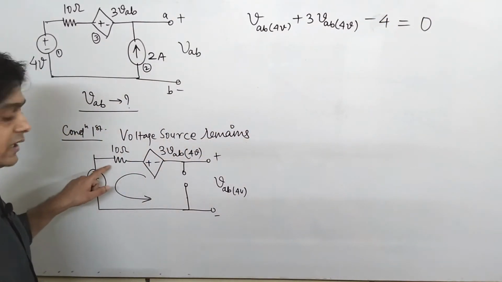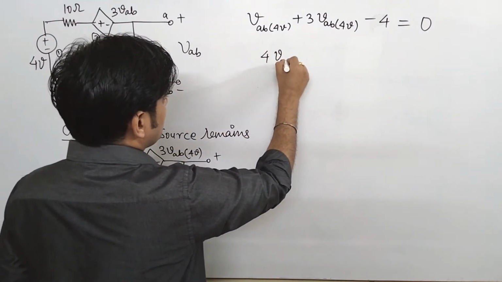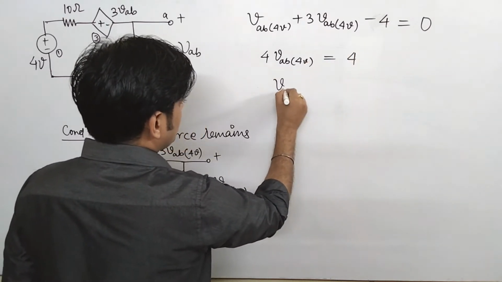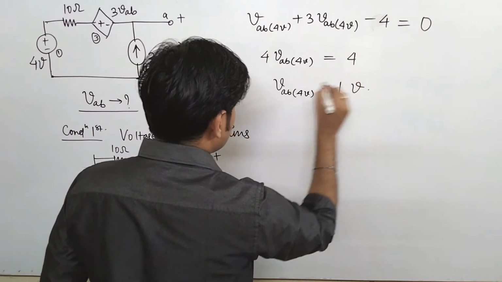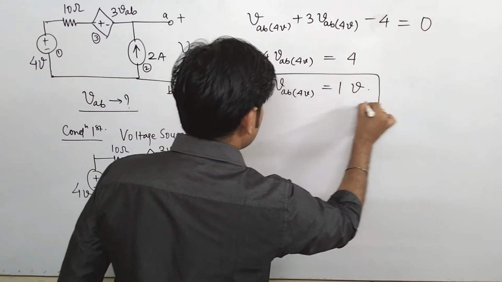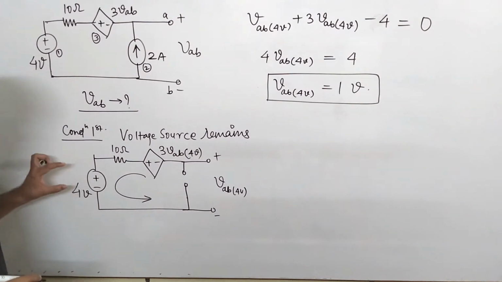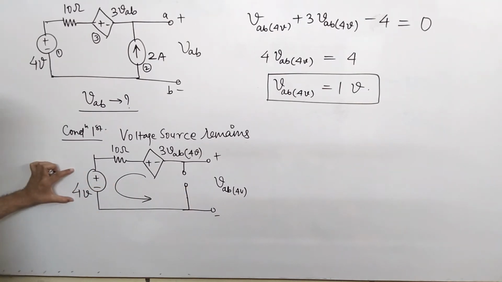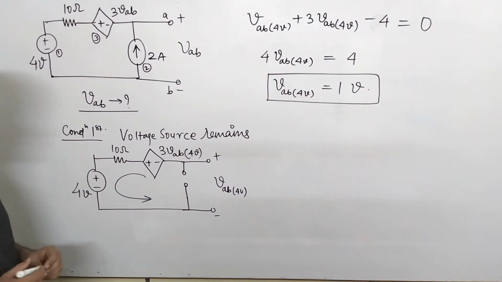Because there is no current in the 10 ohm resistance due to the open circuit, from here VAB because of the 4 volt source is 1 volt. That means the value of VAB because of the presence of this 4 volt source is 1 volt. This is our first condition.